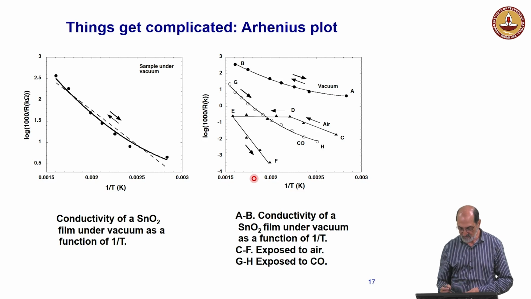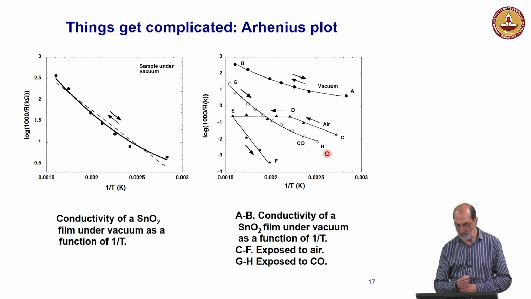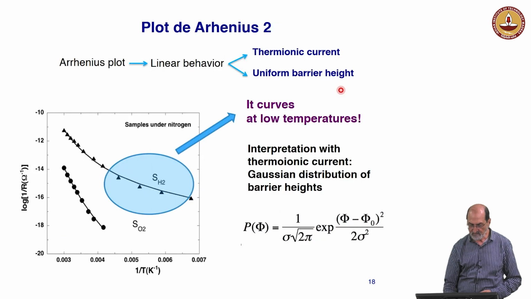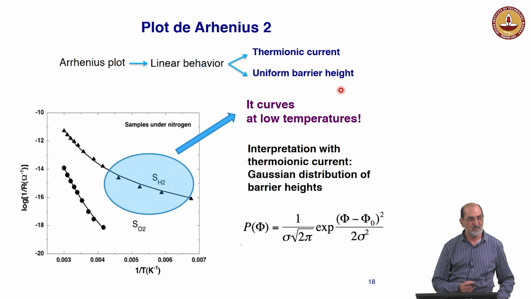Well, we also exposed the sample to carbon monoxide, but we always see something interesting here. This is curved like this. It does not seem to be exactly an activated process. It seems that another thing is going on. So let's try to explain those Arrhenius plots.